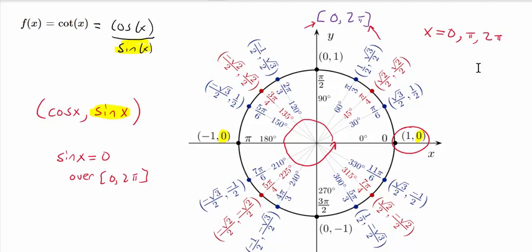Even though those angles are coterminal, they represent different measures of rotation, right? Rotating 2 pi radians is much more rotation than rotating 0 radians, which is no rotation at all. So my answers for the second question are 0, pi, and 2 pi.